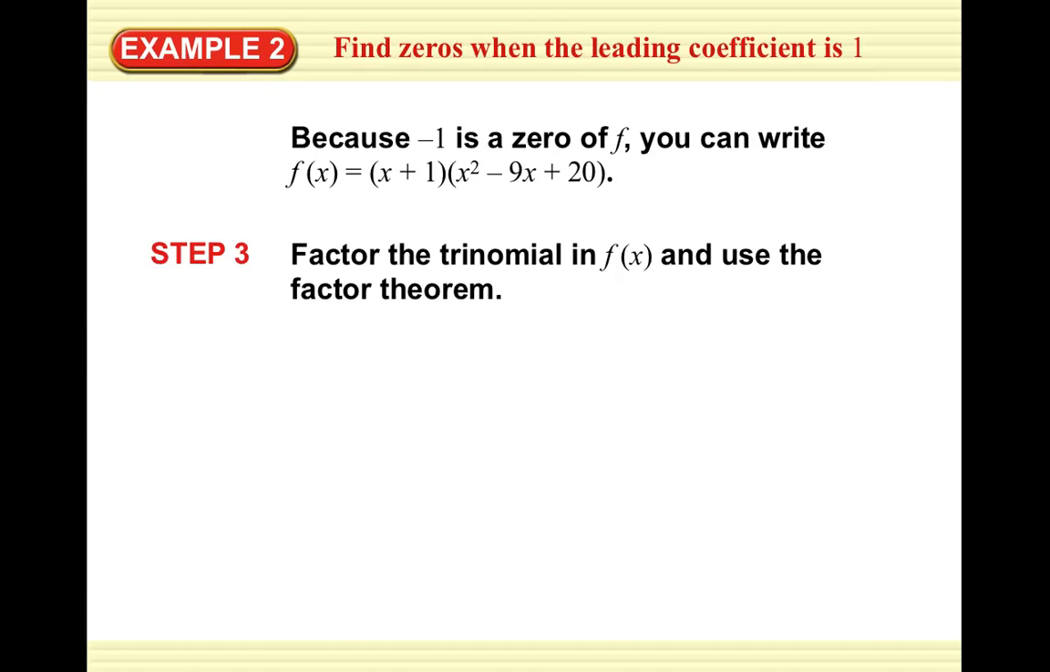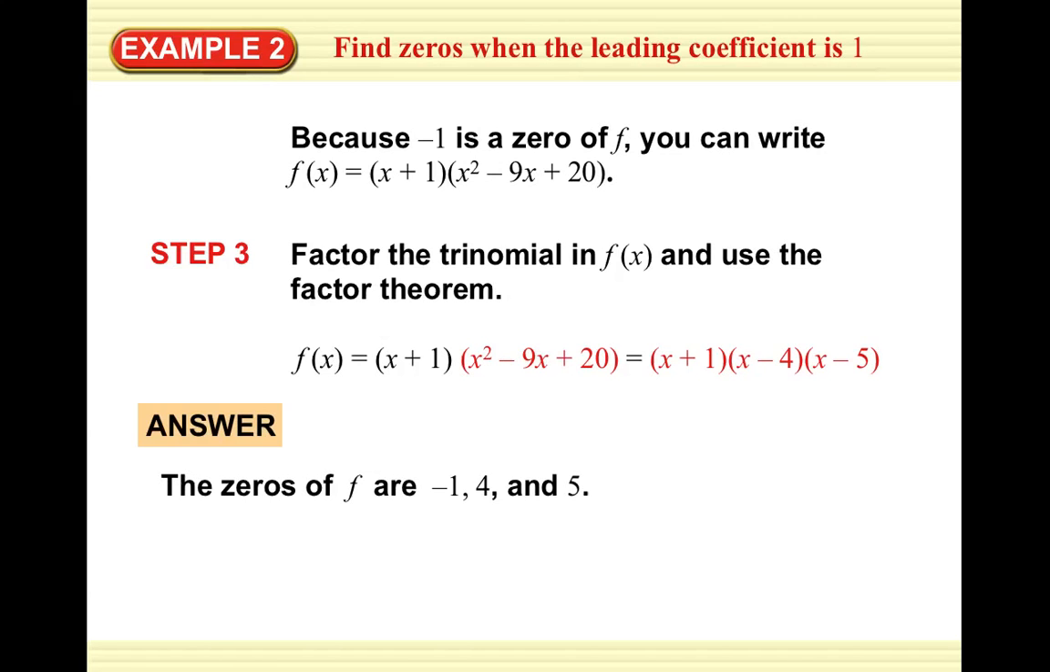And because x squared minus 9x plus 20 is a trinomial that we can factor, we can go ahead and replace that with x minus 4 and x minus 5. Set all of that equal to 0, and then we have our possible solutions. I'm sorry, not possibles, these are our actual answers.